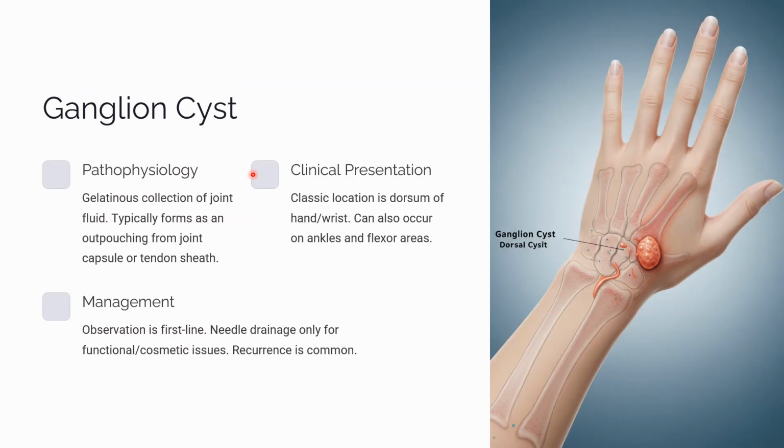The other condition is ganglion cyst. What is a ganglion cyst? It is a gelatinous collection of joint fluid. It typically forms an outpouching from the joint capsule or a tendon sheath. Mostly it is located on the dorsum of the hand or wrist. Sometimes it can occur on the flexor areas as well as on the ankles, but mostly it is on the dorsum. Observation is first line.